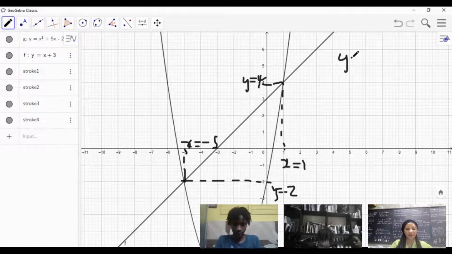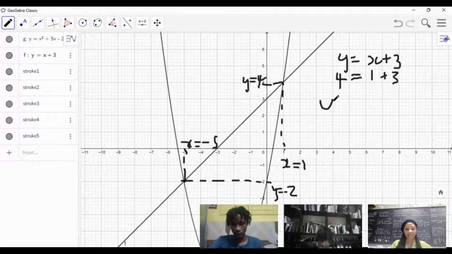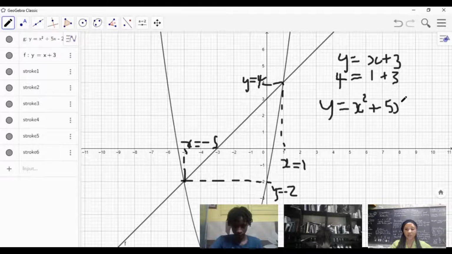So for the linear, y equals x plus 3. Let's see if that is so. So if we're saying y is 4, x is 1, so we'd have what? 4 equals 1 plus 3. So that works out, right? And the quadratic, y equals x squared plus 5x minus 2. So let's plug in those values. So what would we have?